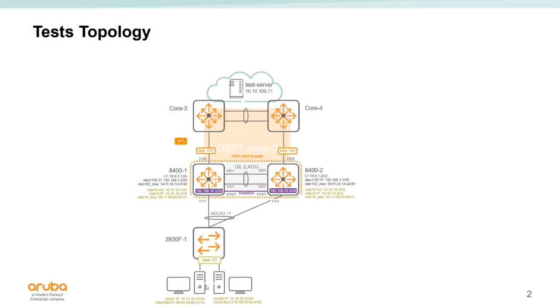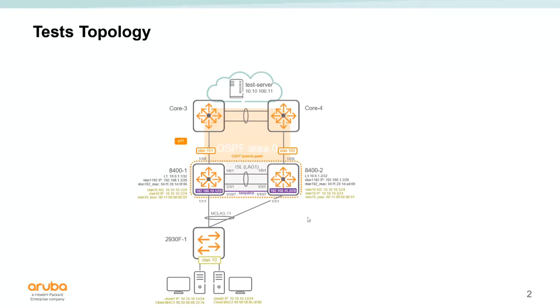We have two clients connected to the same access switch, an Aruba 2930F. This edge switch is connected with a link aggregation terminated on two 8400 Aruba chassis, acting as layer 2 and layer 3 aggregation nodes. Clients will initiate traffic to a test server connected behind core switches, core 3 and core 4.